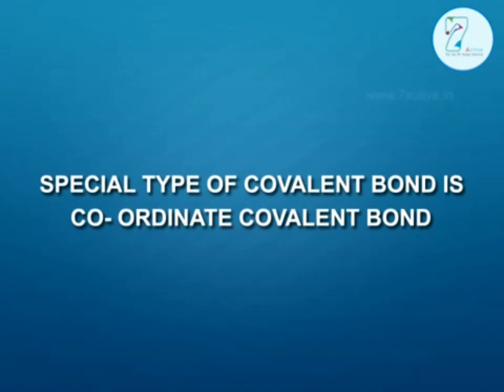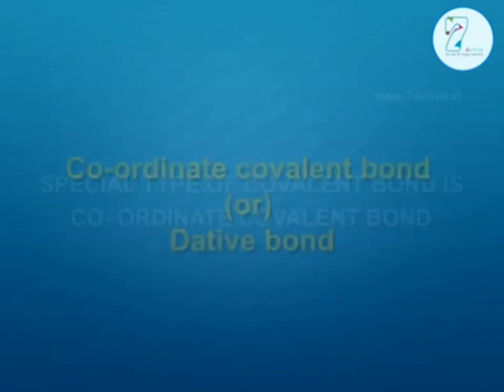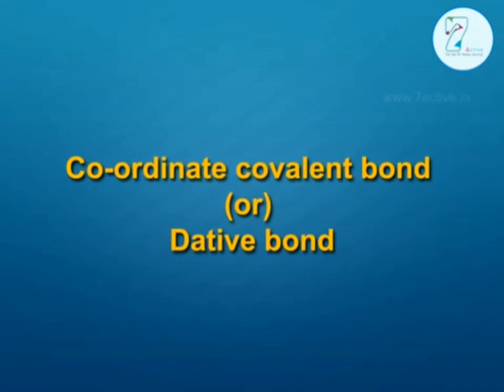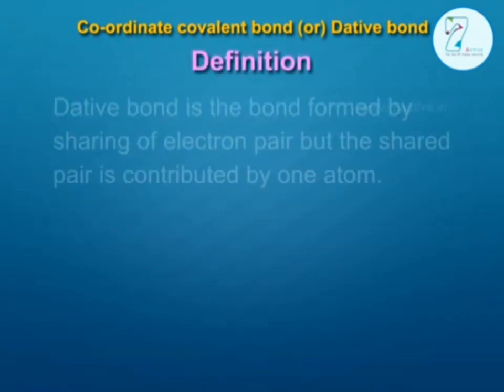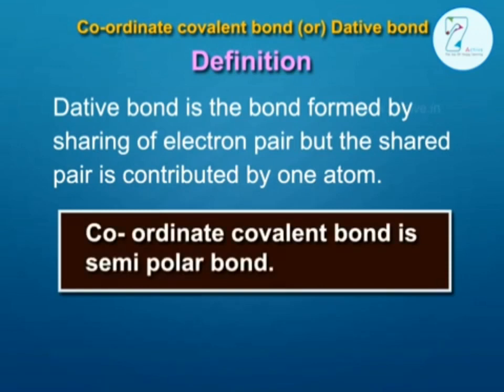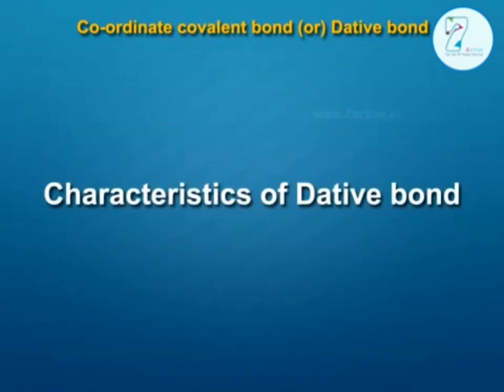A special type of covalent bond is the coordinate bond, also called the coordinate covalent bond or dative bond. The formation of the coordinate covalent bond was explained by Sidgwick. Definition: a dative bond is a bond formed by sharing of an electron pair, but the shared pair is contributed by one atom. Coordinate covalent bond is a semipolar bond.